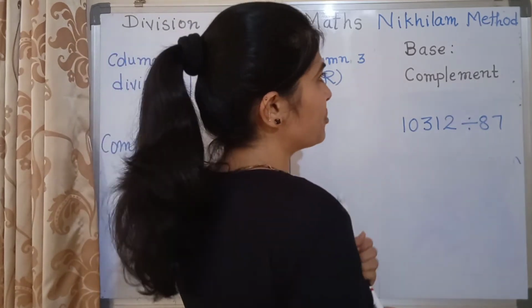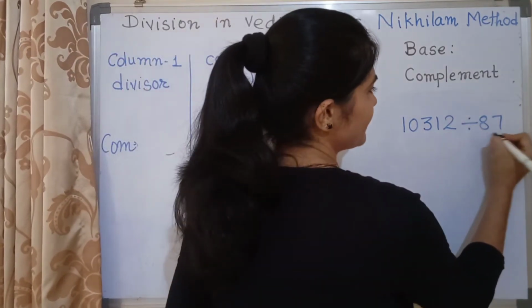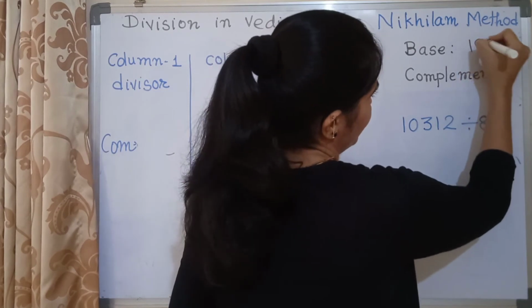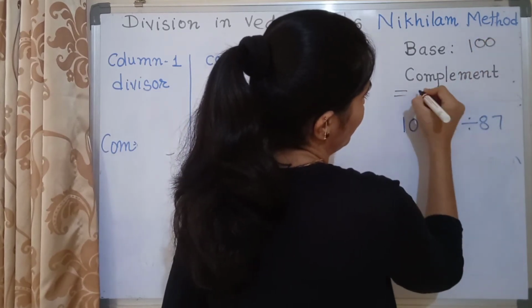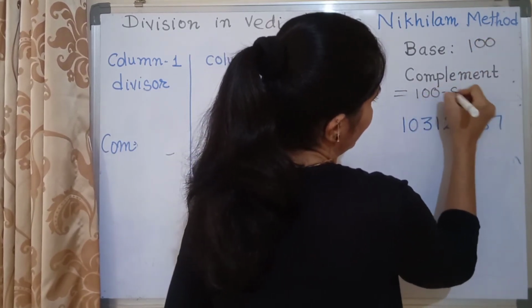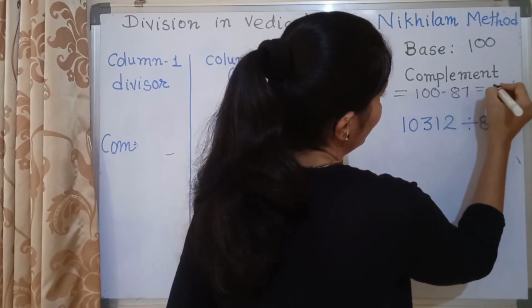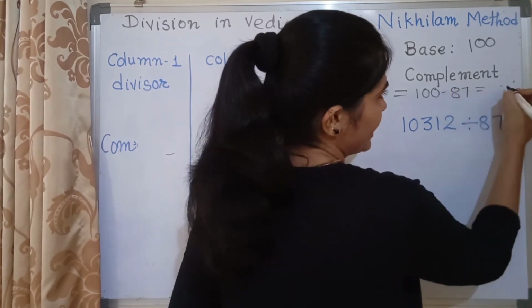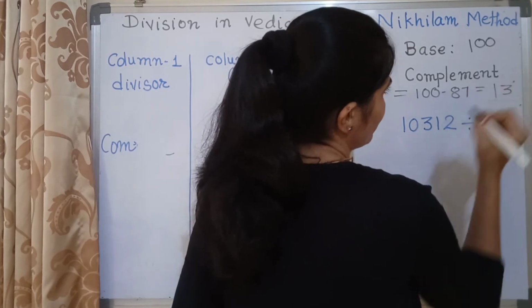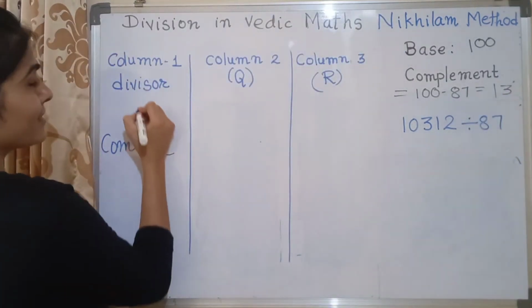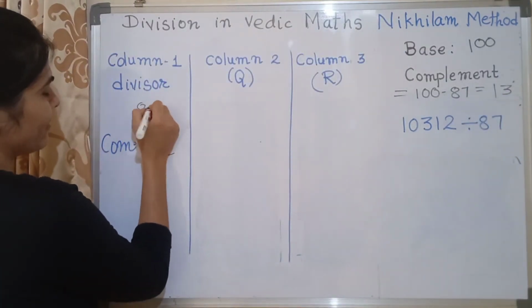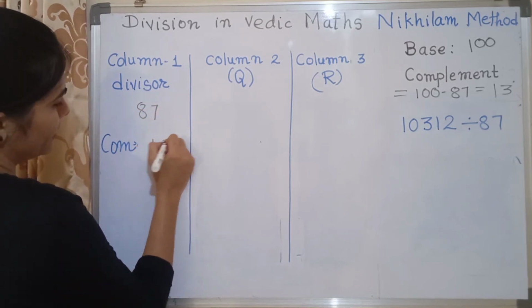First thing and most important thing is what is the base? As it is 87, my base is 100, right? And what is the complement of 87? That is 100 minus 87. So you can say this should be subtracted from 10 and this should be from 9. So my complement is 13. So I can say that my divisor was 87 and the complement of it is 13.